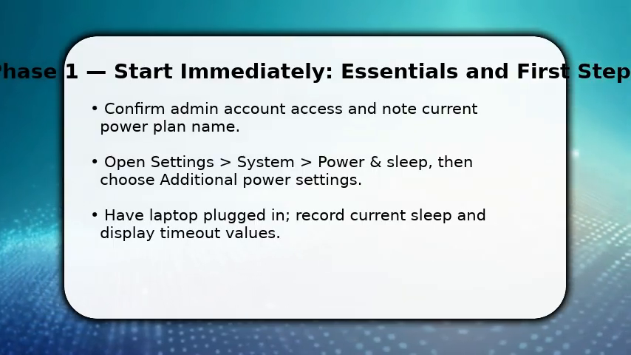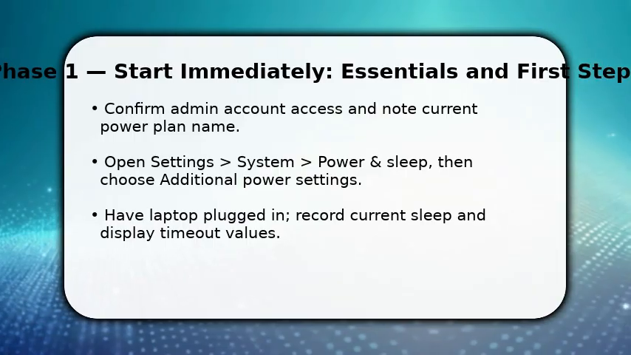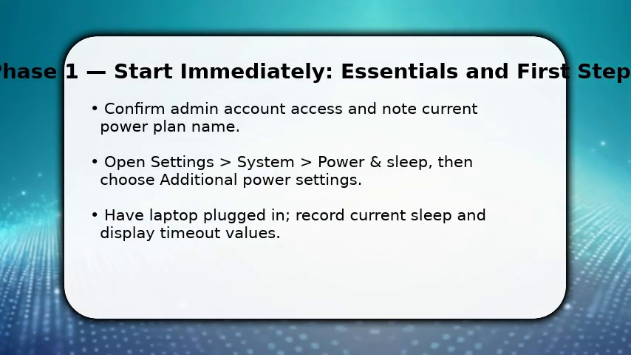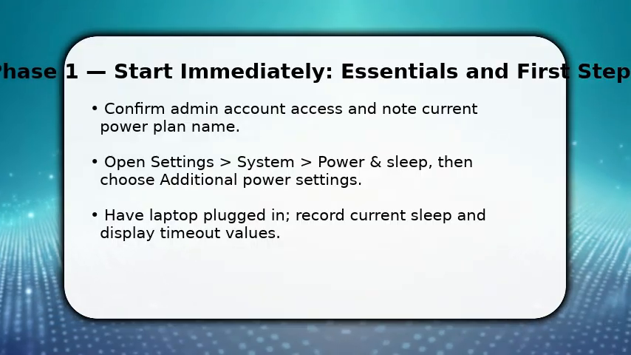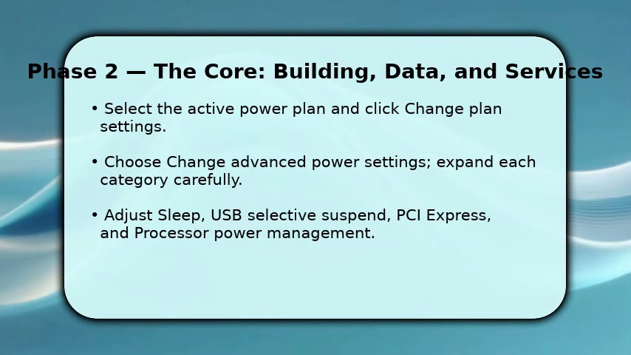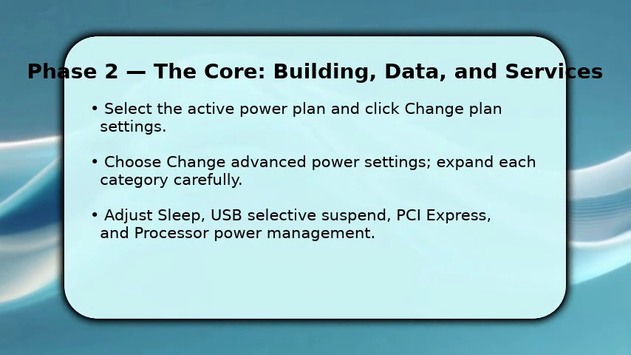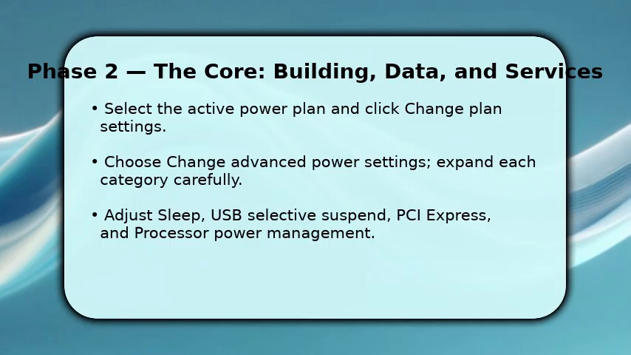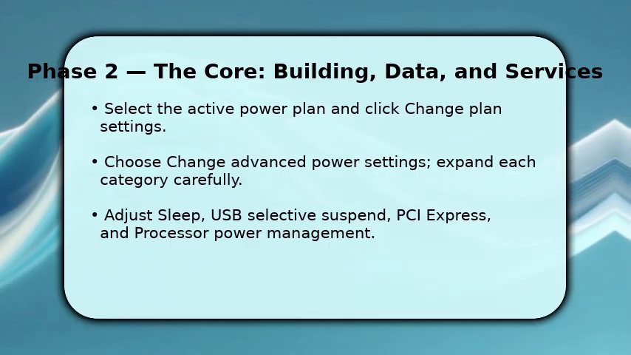Make sure the PC is plugged in if you have a laptop, and note display and sleep timeout values so you can restore them if needed. This establishes a safe baseline before making deeper changes. Now you select the active plan and click Change Plan Settings, then choose Change Advanced Power Settings. This opens the detailed tree where most fixes live.